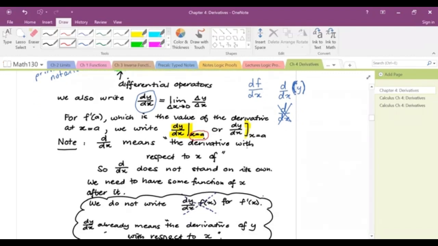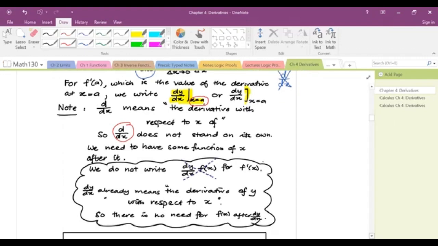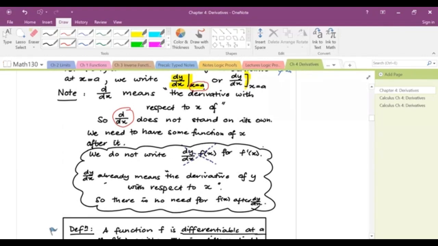So d by dx means the derivative with respect to x of something. So d by dx doesn't stand on its own. We need to have some function of x, some y, some f, something for the d by dx to operate on. Also, we don't write dy by dx followed by f of x, because then you're doubling up. It's either d by dx of y or d by dx of f of x.